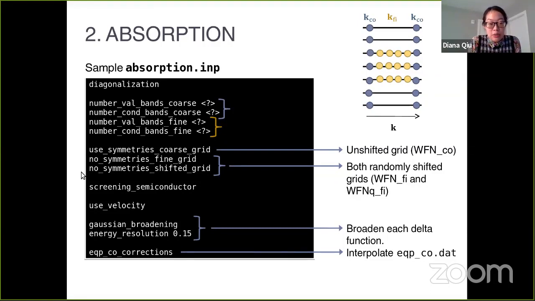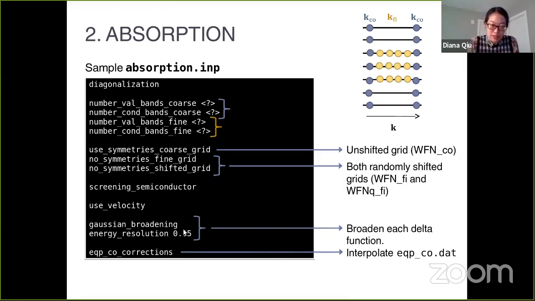Then here in absorption, you have three wave functions: your coarse wave function, your fine wave function, and your fine wave function with a small Q shift. So you have to tell the code whether or not you're going to use symmetries for them. Again, if you used symmetries for the coarse wave function in kernel, you should do that again in absorption. And if you've randomly shifted the fine wave function, then you should not use symmetries to unfold those K points for both the fine grid and the shifted grid.